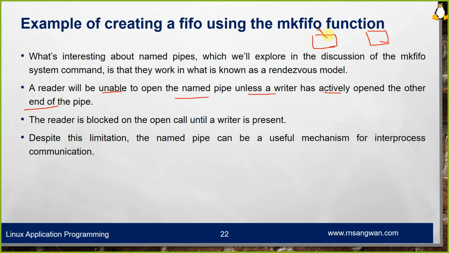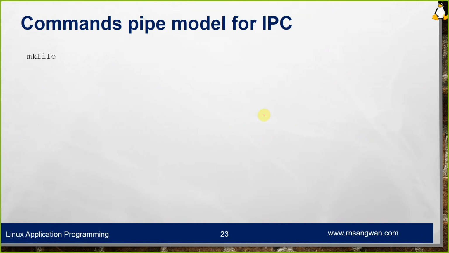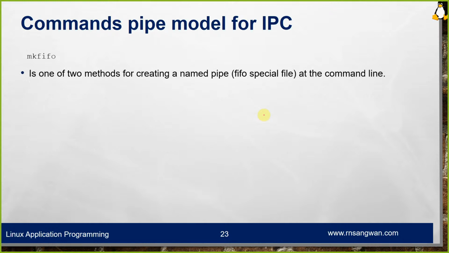On one end we will be writing and on the other end we will be reading. The reader is blocked on the open call until the writer is present. Despite this limitation, the named pipe can be a useful mechanism for inter-process communication. The command pipe model for IPC, mkfifo, what we have used, is one of the two methods of creating a named pipe, the FIFO special file at the command line.